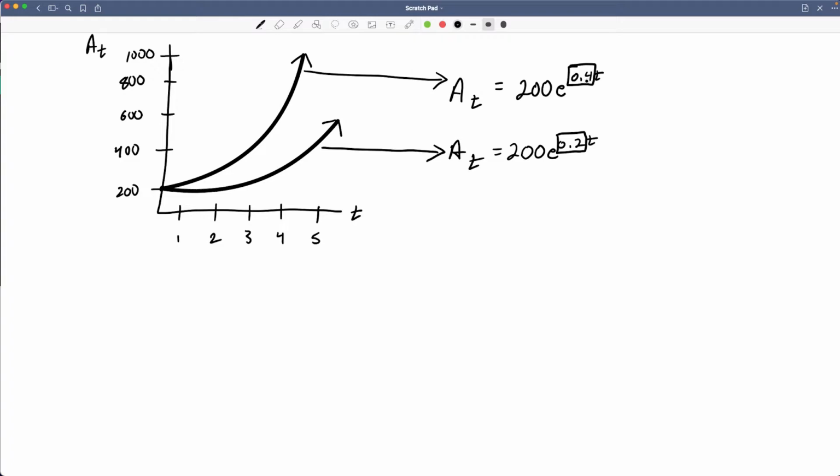This one here is bigger than this one. It has a greater impact. This is the coefficient that goes with time. It has a greater impact on time, and it increases faster exponentially than this one does because of the value of this number.